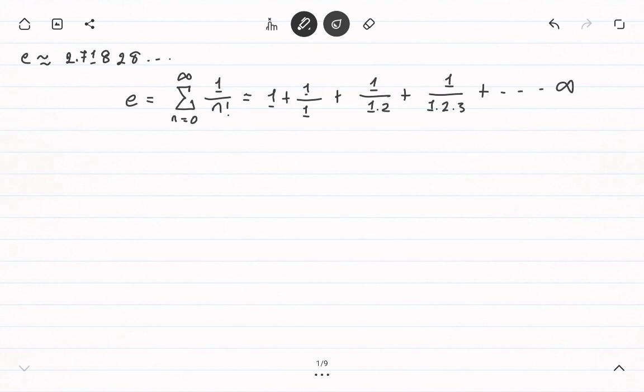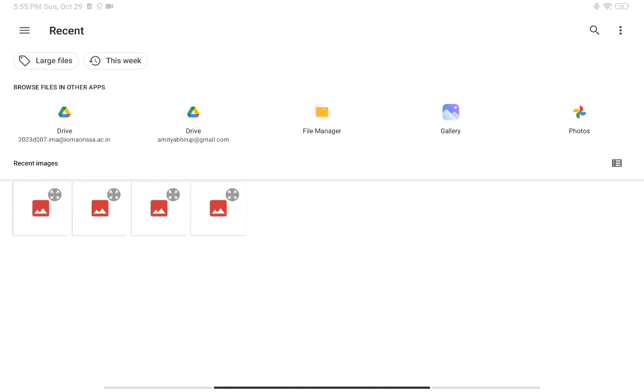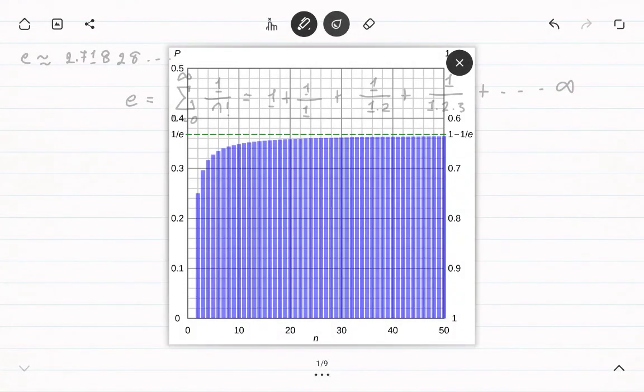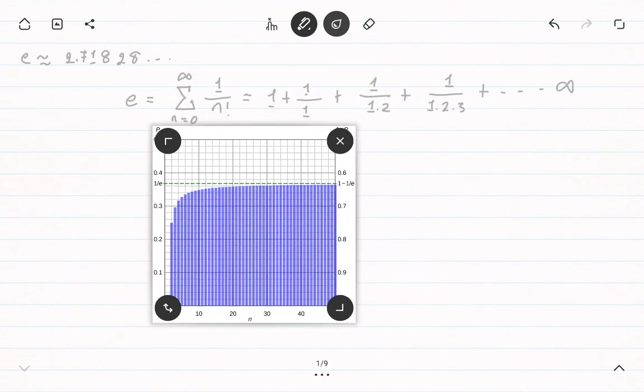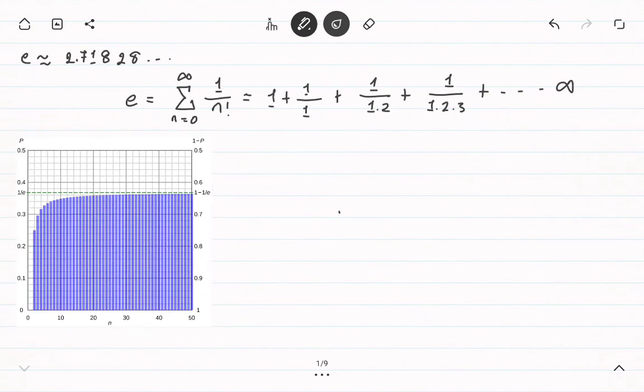Just wait a while. Sorry, let me insert files. If I take this graph, let me adjust it. So you see this graph here. You see that the number e itself also has an application in probability theory, in a way that is not obviously related to exponential growth.